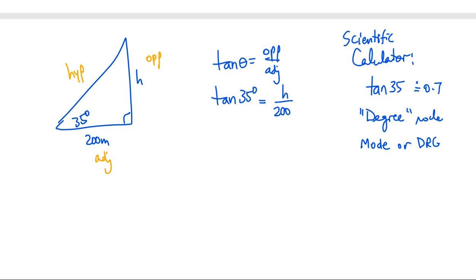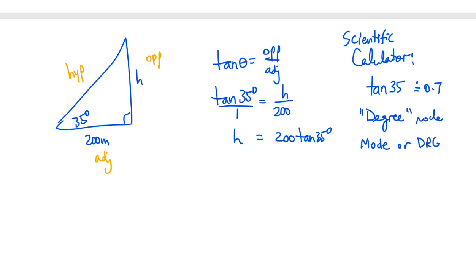Okay, so hopefully you're successful in getting 0.7 from the calculator for tan 35. I'm going to finish solving this problem with finding the height. So now this tan 35 is just some number from your calculator. I'm just going to leave it written like that. I'm going to put it over 1. And now we see that we have a proportion statement. We have a fraction equals a fraction. And we saw that we can cross multiply. So 1 times h is 200 times tan 35.